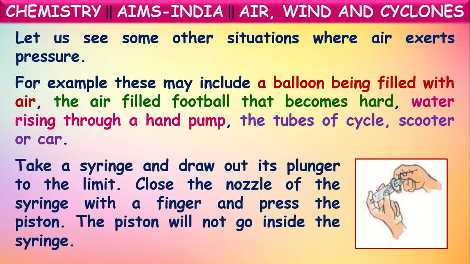Why? Because inside the syringe there is air, and we have closed the outlet of this air so that the air stays inside the syringe. Now, if you press the piston, this air exerts pressure on the inner wall of the piston. That's why the piston will not enter the syringe: the air present in the syringe exerts pressure. Okay, this also proves that air exerts pressure and occupies space.